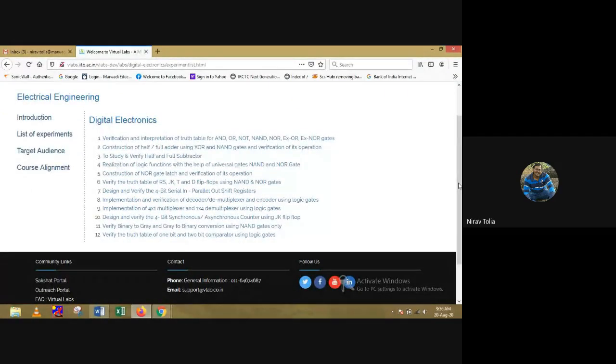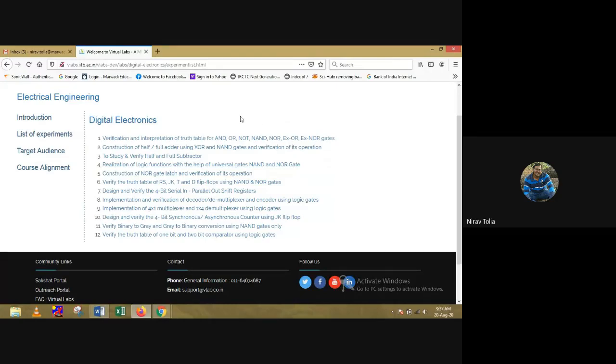The first one is the verification and interpretation of truth tables of AND gate, OR gate, NOT gate, NAND gate, NOR, exclusive OR and exclusive NOR. These are the basic gates. We have to verify their truth tables, and we have to design those gates by using diodes and transistors. So you can do the experiment by yourself also.